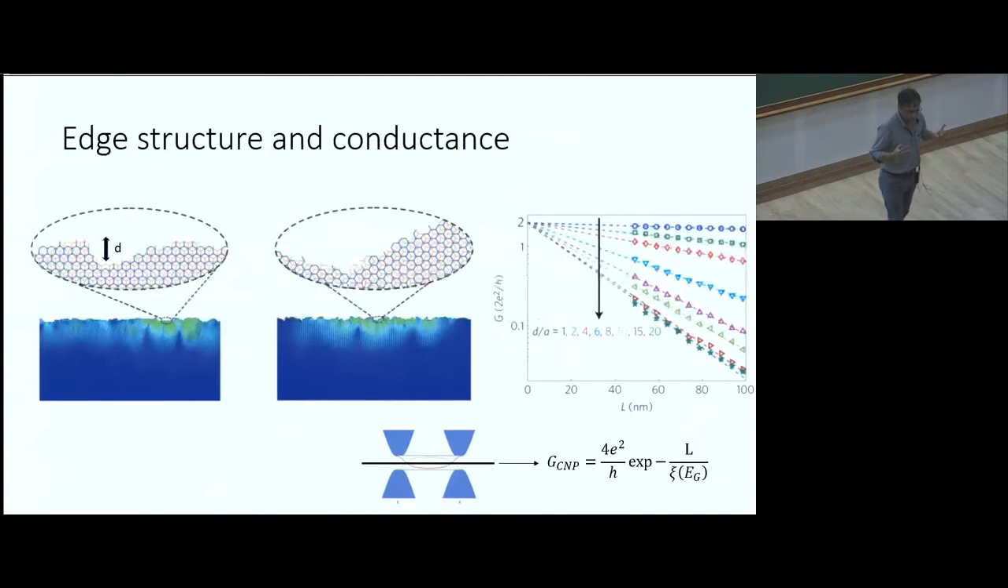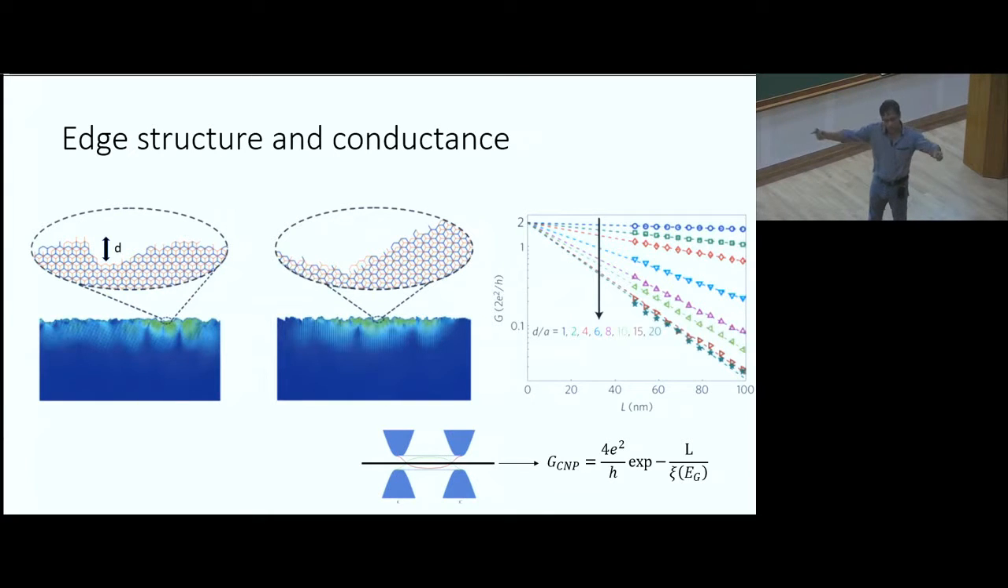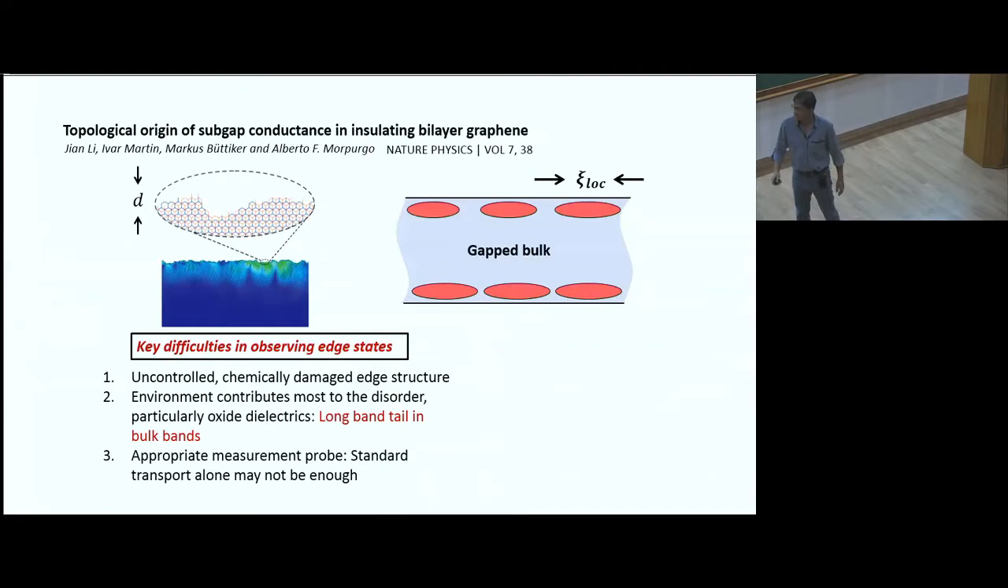What the theoretical calculations show is that if you now have strong disorder at the edge, then you'll see that the conductance is exponentially decreasing. L is the length of the edge, and D is the depth of the disorder. And as you increase D, your conductance is going down, but it goes down exponentially with L. Okay, so this is the key difficulty.